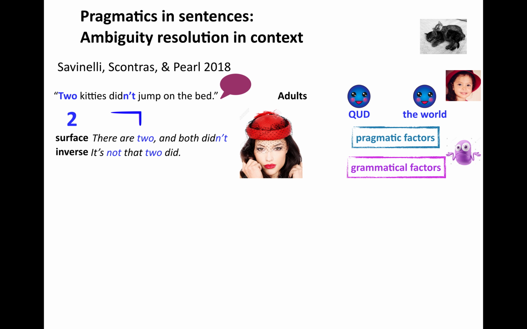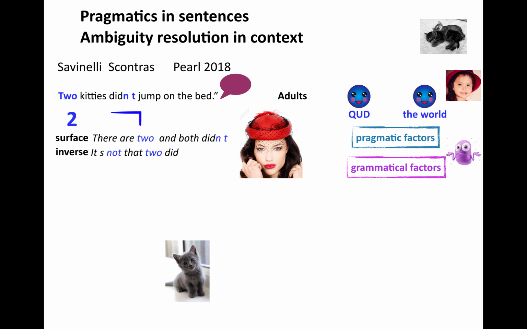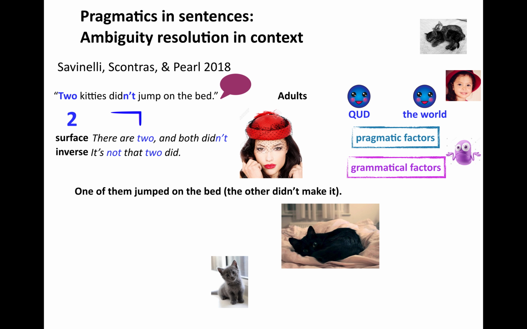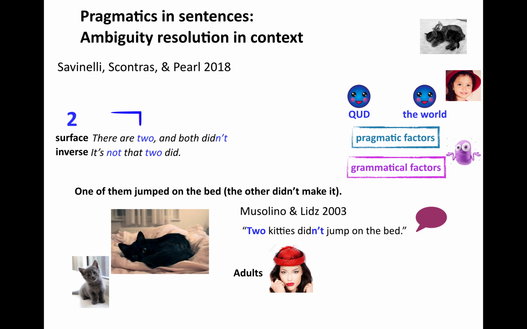And okay, so let's now look at a sample scenario. Look, two kitties, right? One of them jumped on the bed and the other didn't make it. Oh, sad gray kitty and happy black kitty. Okay, great. So Mussolino and Lidz asked adults, is it an okay thing to say this? Would you endorse this utterance? Two kitties didn't jump on the bed. And most adults were kind of unhappy with this. Only about 27.5% endorsement of this.